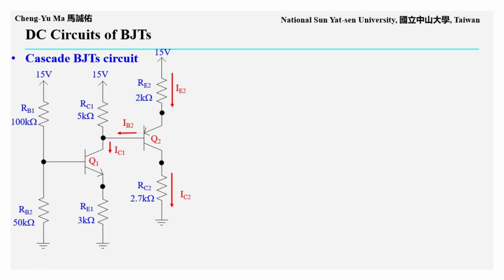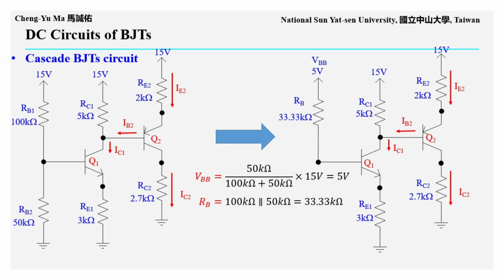Next, let us look at a more advanced example, a cascaded BJT circuit. This circuit consists of a case 4 circuit using Q1, an NPN BJT, cascaded with a case 1 circuit using Q2, a PNP BJT. Since Q1 is a case 4 circuit, we first need to convert its bias network into a Thevenin equivalent circuit. After converting the bias network of Q1 into its Thevenin equivalent, we obtain the circuit shown on the right. The Thevenin voltage VBB equals 50 kiloohms divided by 100 kiloohms plus 50 kiloohms, multiplied by 15 volts. Therefore, VBB equals 5 volts. The equivalent resistance RB is 100 kiloohms in parallel with 50 kiloohms, which equals about 33.33 kiloohms. After this conversion, the cascaded circuit becomes a case 3 circuit connected to a case 1 circuit.